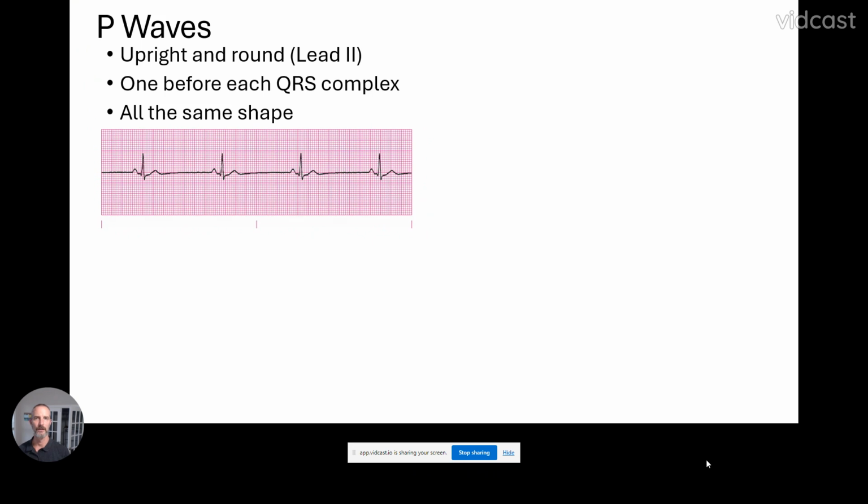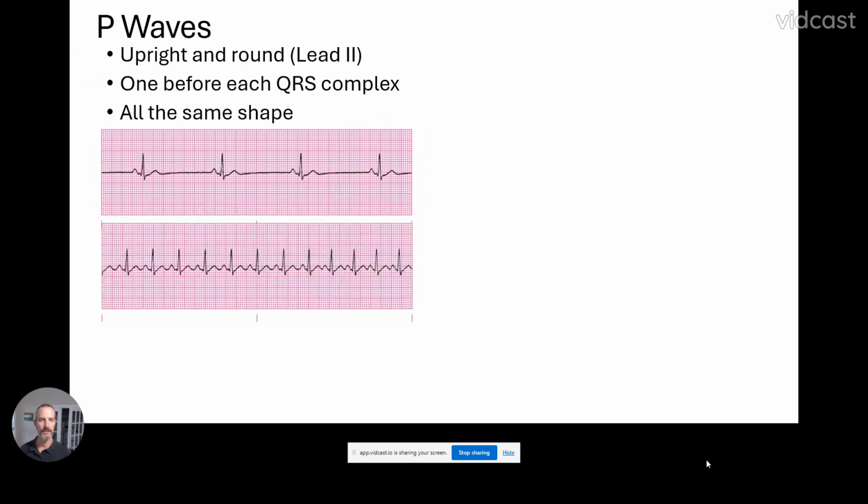And depending on which one we're looking at, sometimes the P wave can have a biphasic shape where it's actually going a little bit up and a little bit down, and that would actually be normal. So again, with basic EKG interpretation, lead 2 is your go-to.